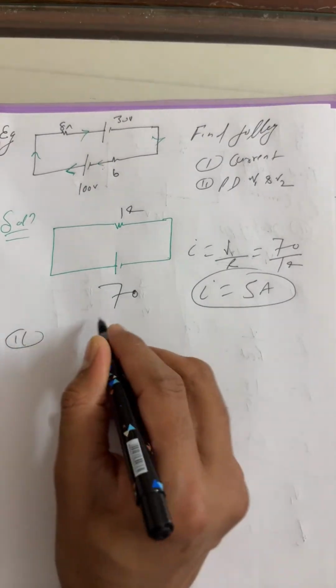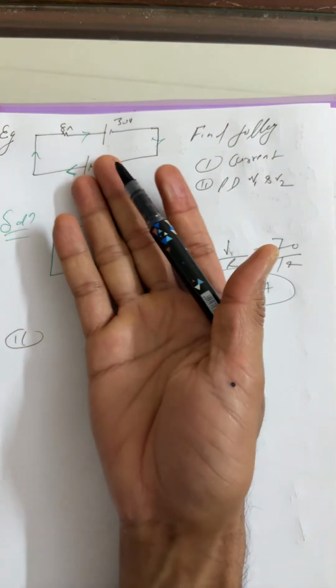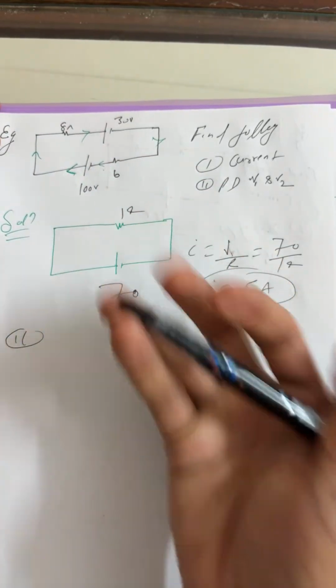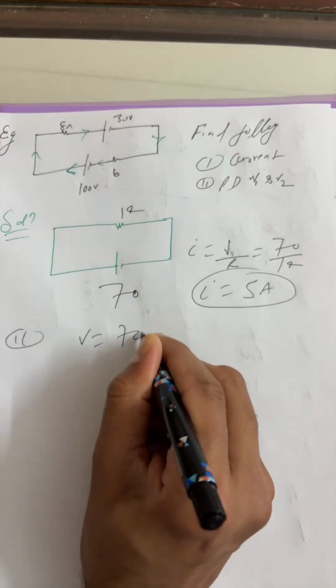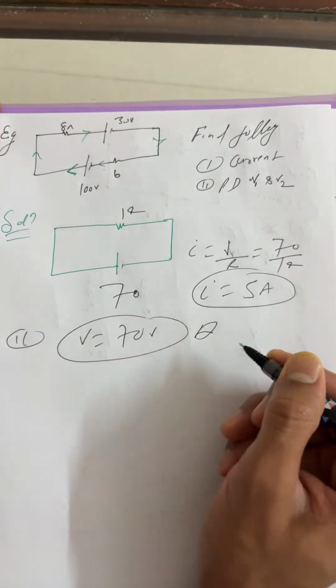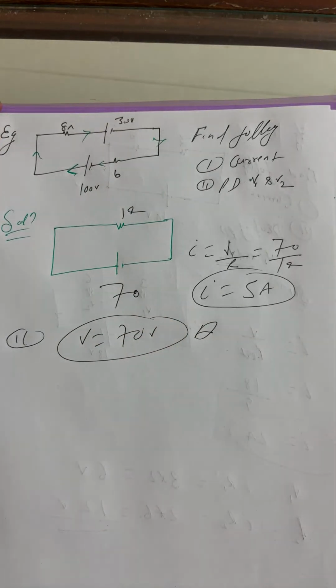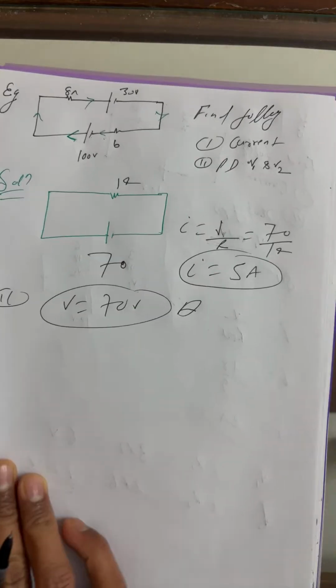In the second part, beta, we have to find V1. It's simple: the entire drop will occur on the common resistor only. So what's the drop here? This is 70 volt. This is what remains, 70 volt.